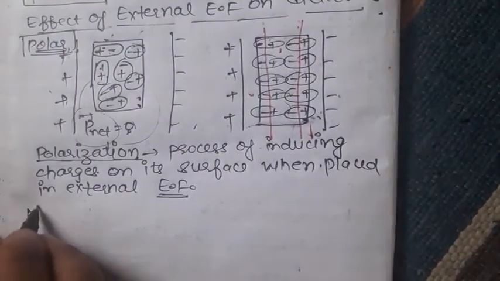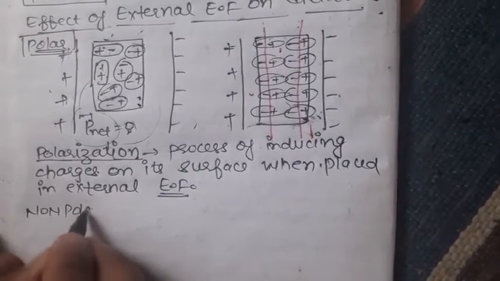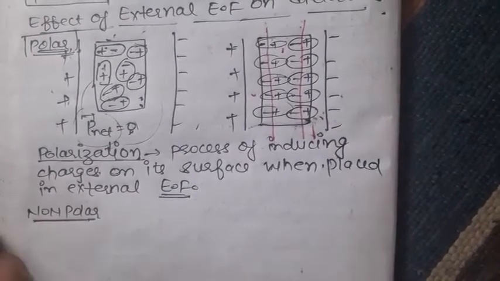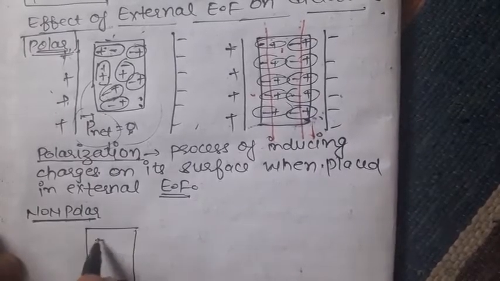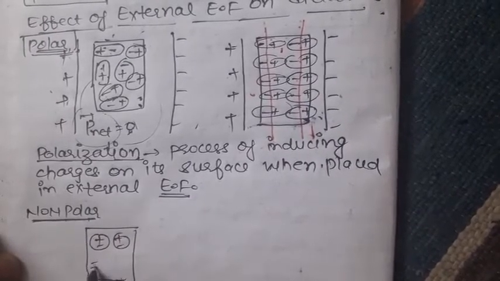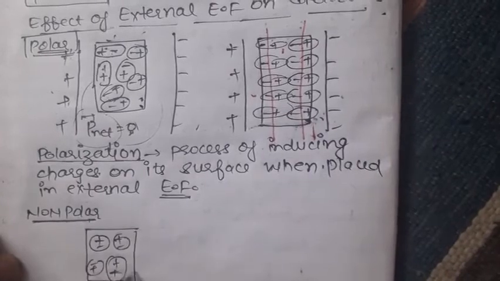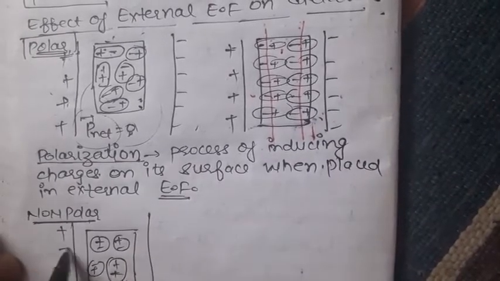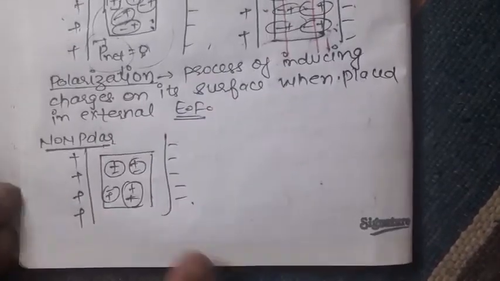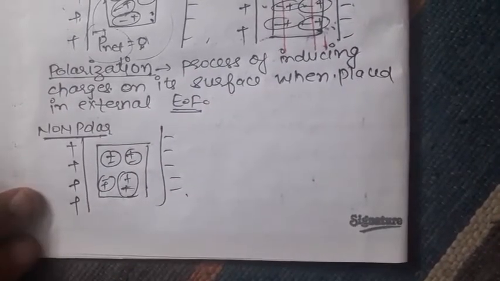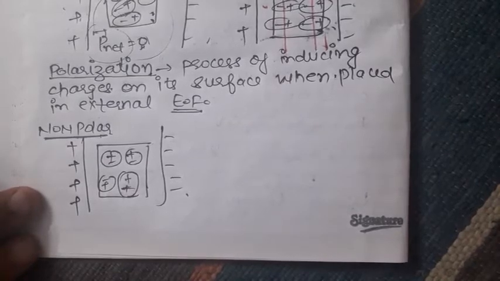What will happen if I place a non-polar dielectric? In non-polar, there will be no torque. Why? Because its net dipole moment is zero; positive and negative coincide with each other. So even if you apply the electric field, the net dipole moment is zero. But what will happen? Let us see. When you keep applying this electric field, what will happen?